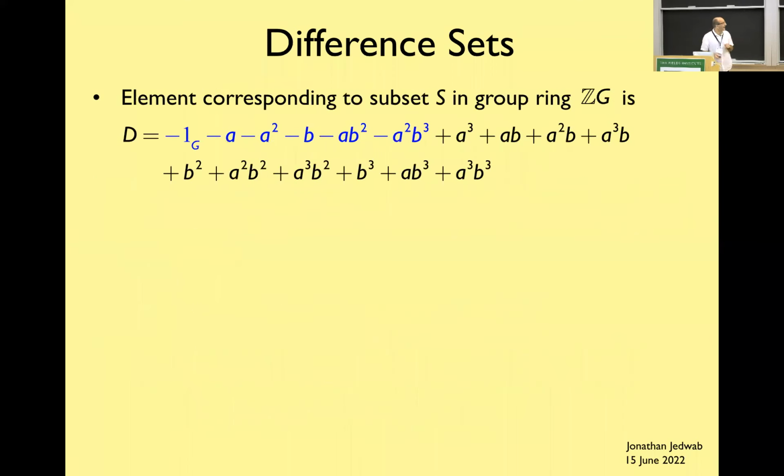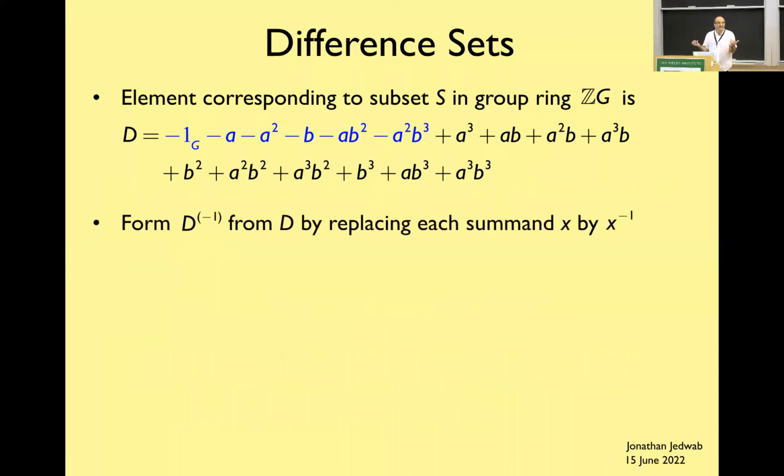Now, let's take that element, the same one I just showed you. Now I'm going to form d to the minus 1. What does that mean? It means for every summand, take the inverse. So that minus a squared b cubed is going to turn into a minus the inverse of a squared b cubed, and this plus b cubed will turn into plus the inverse of b cubed, and so on. So invert every summand. That's d to the minus 1.